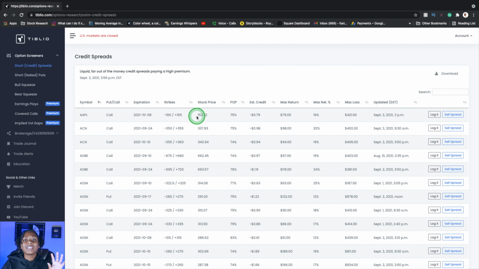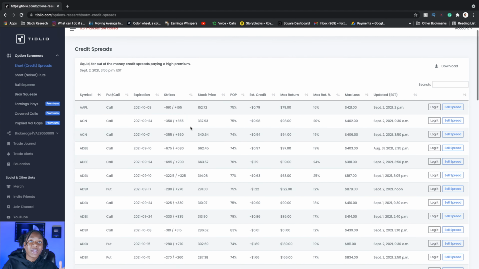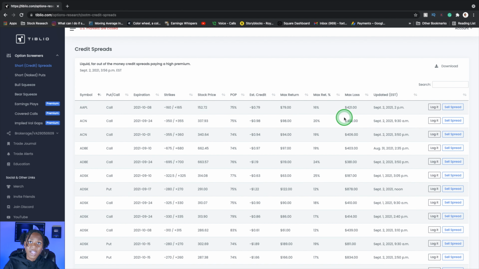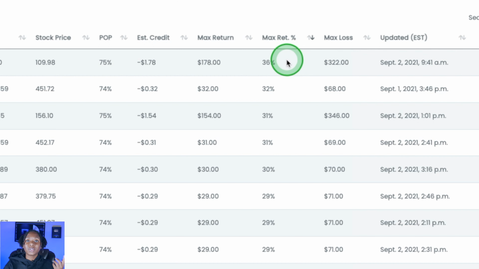So yeah, when you look at the list on Tiblio, it's going to give you a lot of important factors, like whether the spread is a call or a put, so bearish. It's going to give you the expiration date, the maximum return, and also the max loss, okay? One thing going into this, you're going to see the profit percent compared to the loss amount. The higher this max return percent is, the closer your max profit is going to be to the potential loss.